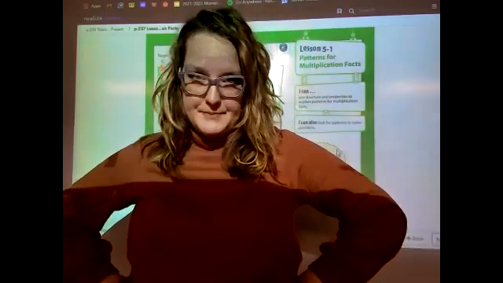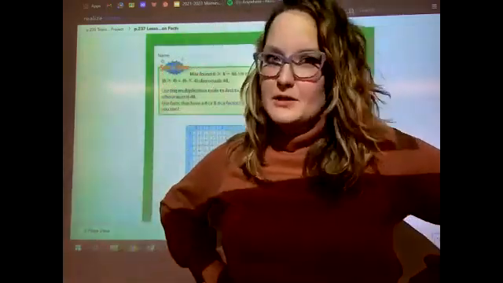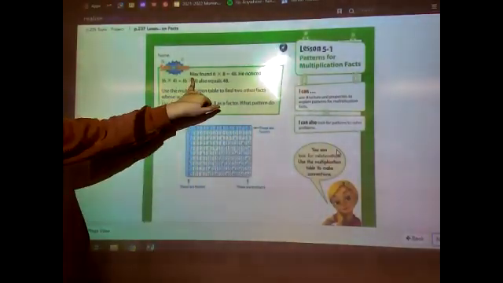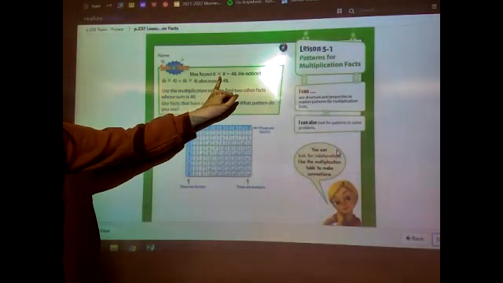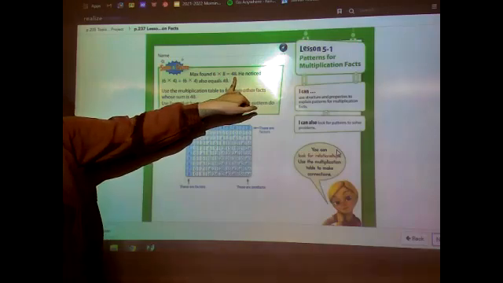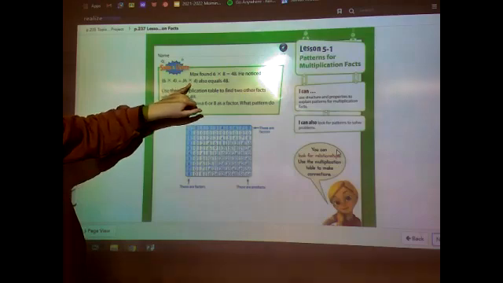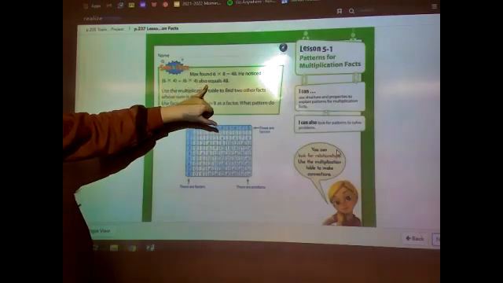So today what you're going to be looking for is patterns. So let's read the green box together. Max found that 6 times 8 equals 48. He noticed that 6 times 4 plus 6 times 4 also equals 48.